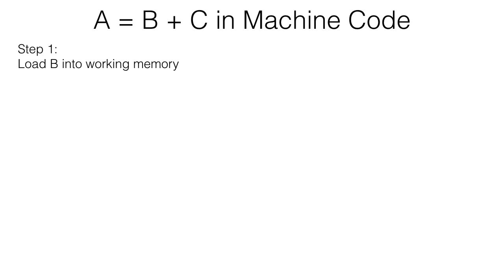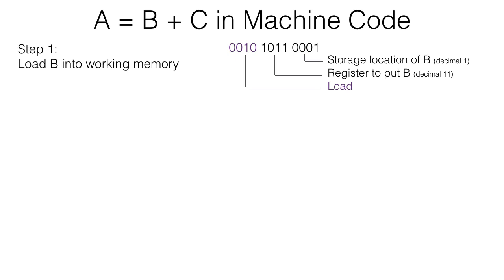Stay with me. To load B into working memory, the CPU needs to see a set of commands, a pattern of ones and zeros. This would be an example to show you that particular pattern. The very first 4 bits signify to the CPU, which knows to look for this particular pattern, that this is a load instruction. Therefore, the rest of the bits need to be laid out in a particular pattern to support what this load instruction is. So it's broken up into another series of bits.